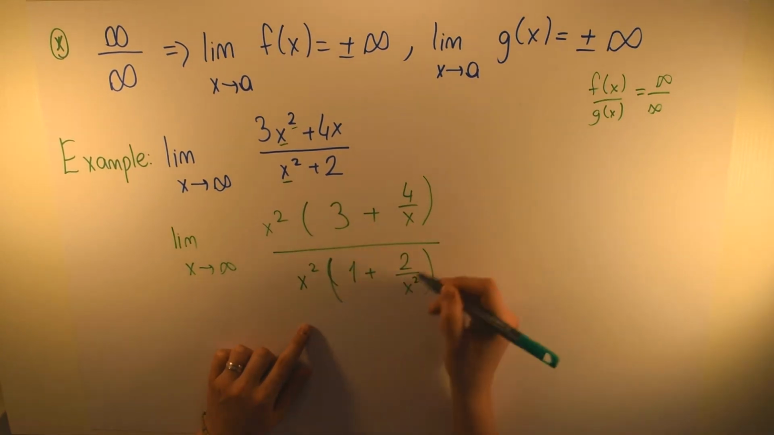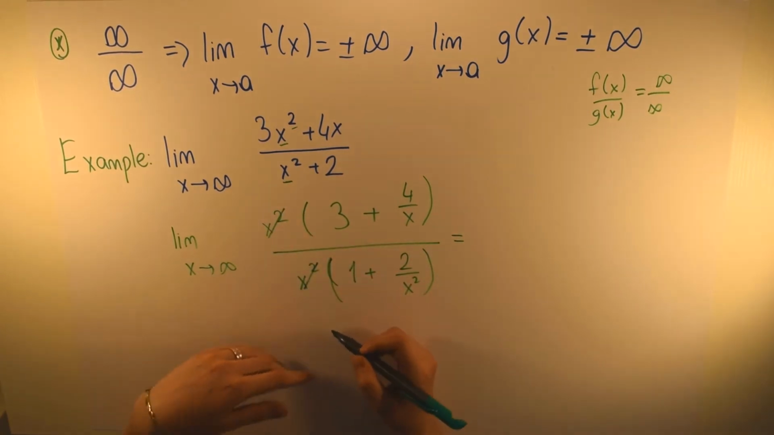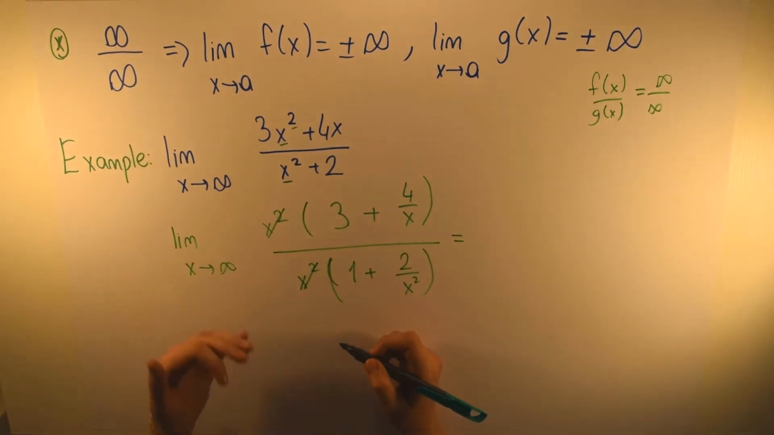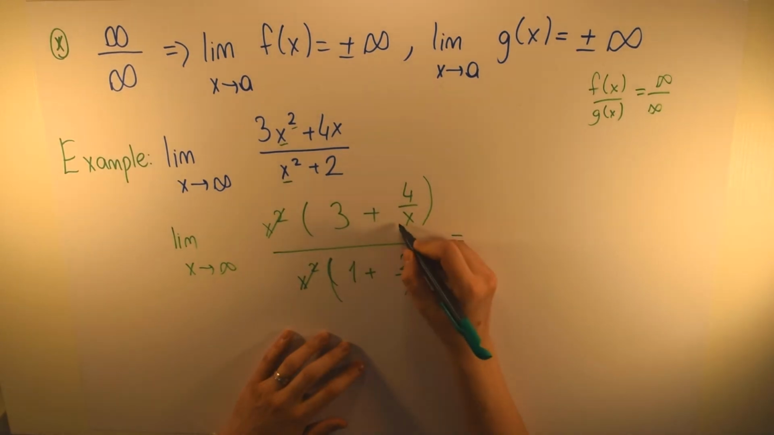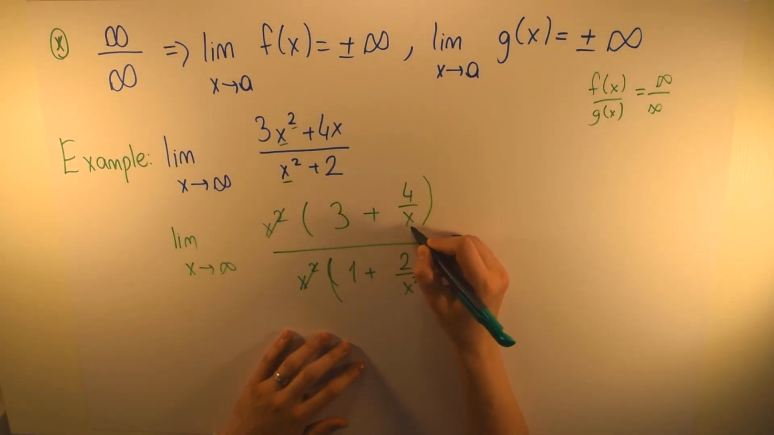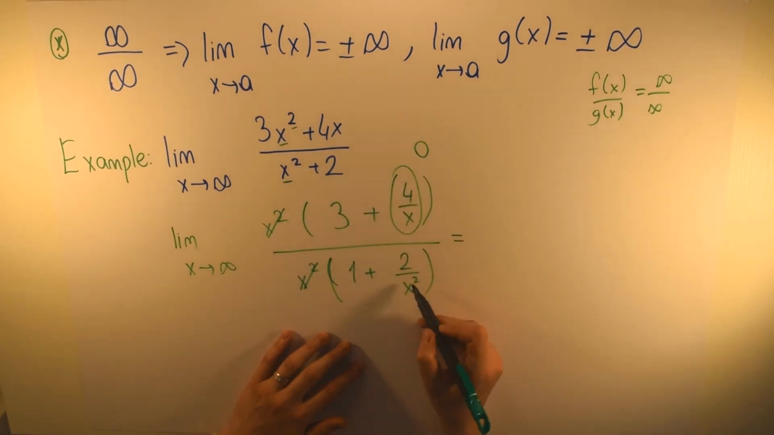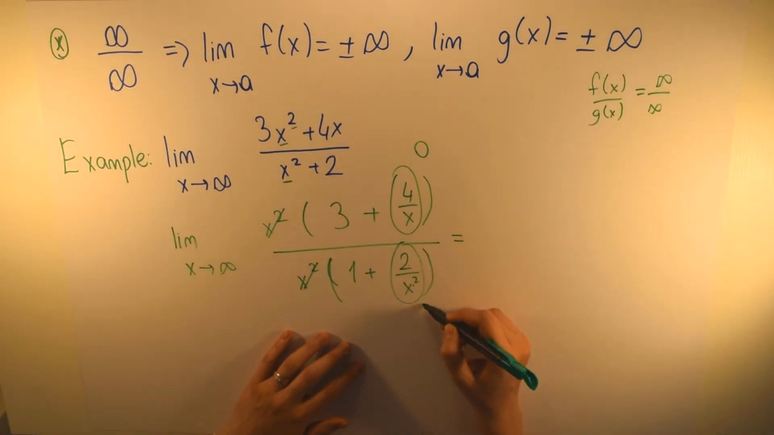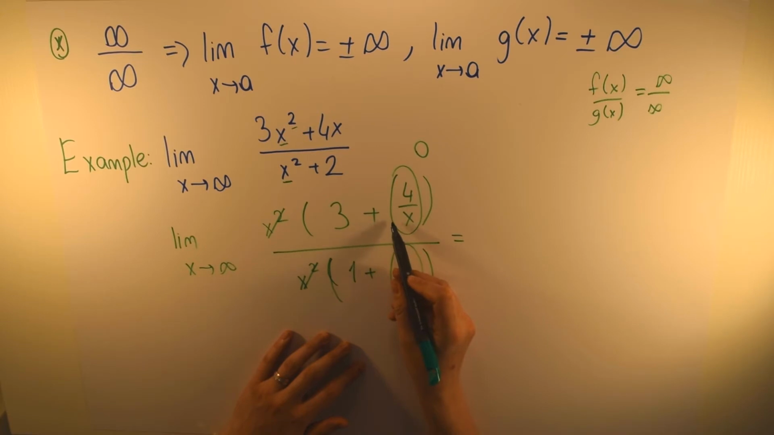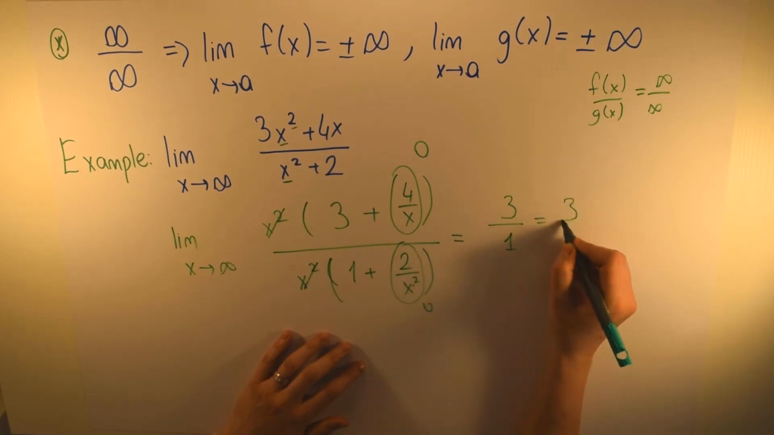So let's continue. Now here we can cancel out these two. It was actually our aim to simplify this. Now we can put infinity instead of x. When I put infinity instead of x here, this will be number over infinity, and number over infinity is equal to 0, right? Also here we have number over infinity, which is equal to 0. So from here it's 3 plus 0 over 1 plus 0, so 3 over 1, which is equal to 3.